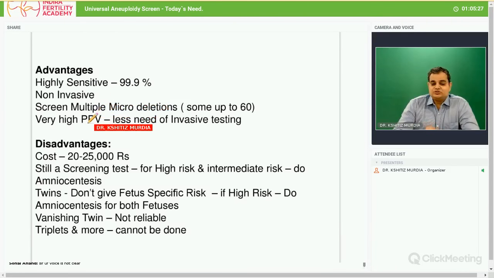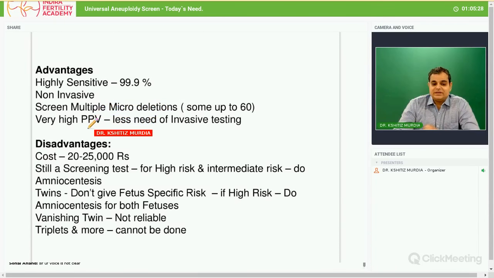It's non-invasive, so there is no risk of abortion, which is there with invasive testing like CVS and amniocentesis. Along with aneuploidy, you can screen for multiple microdeletions. The newer NIPTs can detect up to 60 microdeletions, like Angelman syndrome, Prader-Willi, DiGeorge syndrome, and so on. It has a very high positive predictive value, so once you have done it, the need for invasive testing falls drastically.